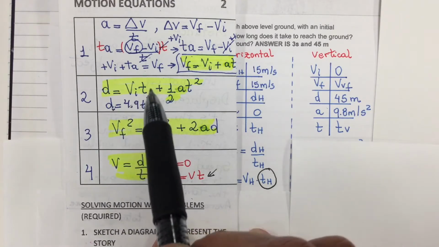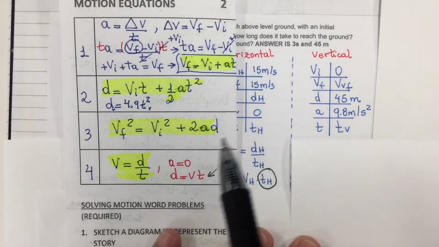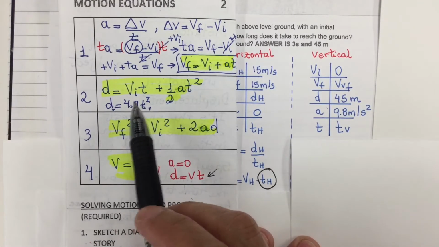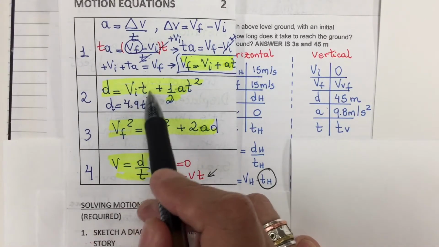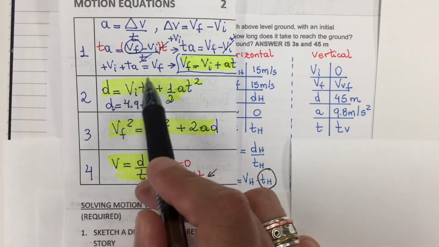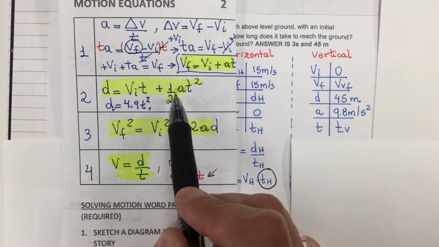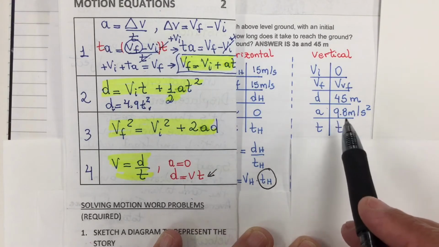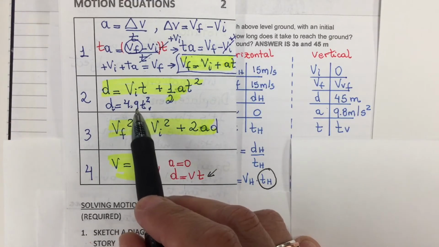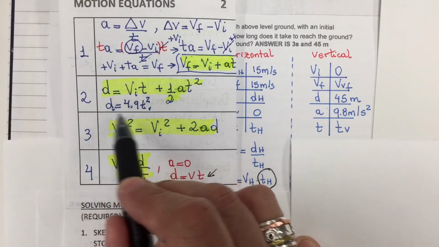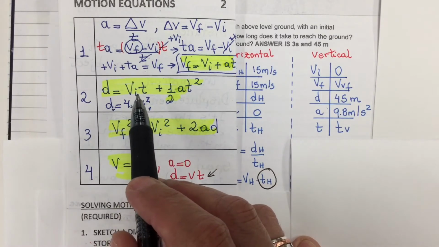D is equal ViT plus half AT squared. And I also can use a simplified form because my Vi is 0. So this section of the equation is 0. So then I have just half AT squared. My A is 9.8, and half of 9.8 is 4.9. So this is a simplified version of this equation number 2 when the initial velocity is 0.